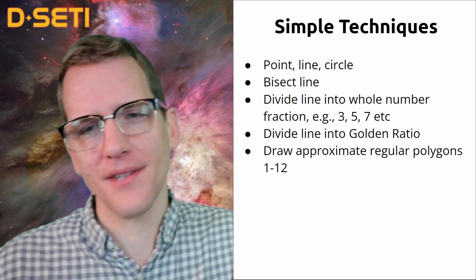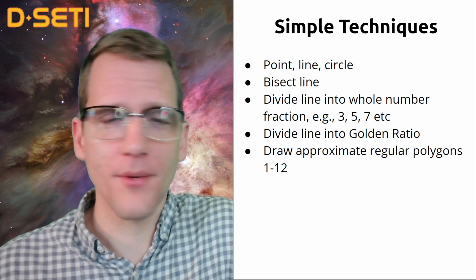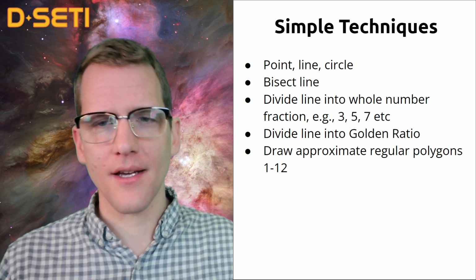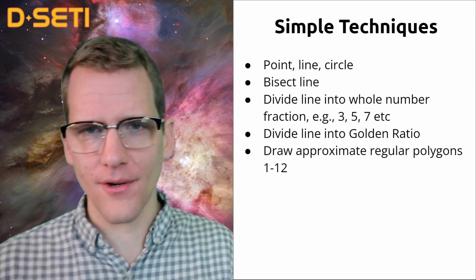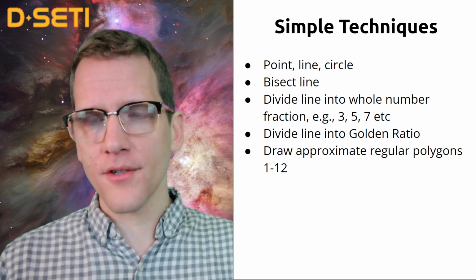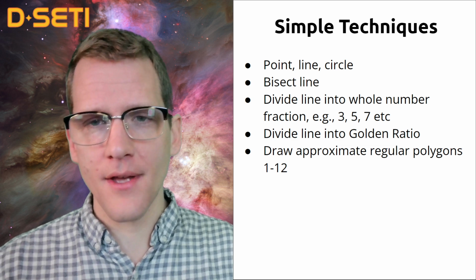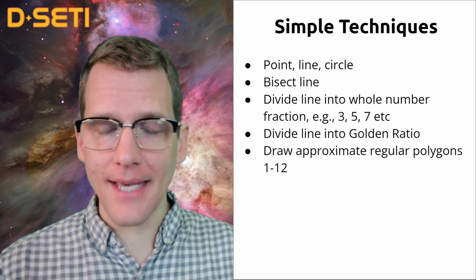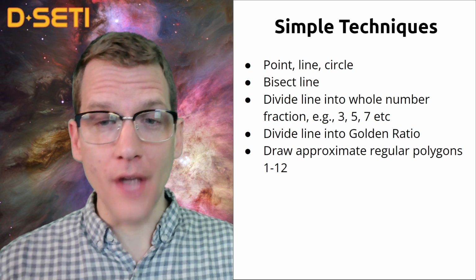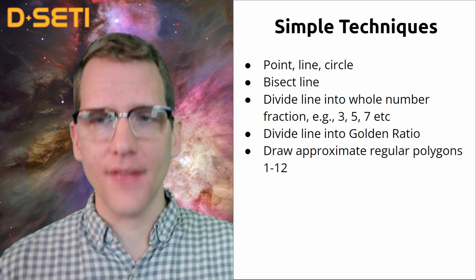Ruler and compass geometry uses simple techniques. We are not talking about hypercubes. We're not talking about tesseracts or 64 or whatever. We're not talking about that. We are talking about stuff that kids can understand. Points, lines, and circles, bisecting lines, bisecting angles, dividing lines into whole numbers. 3, 5, 7, half, 8, 16, that sort of thing.